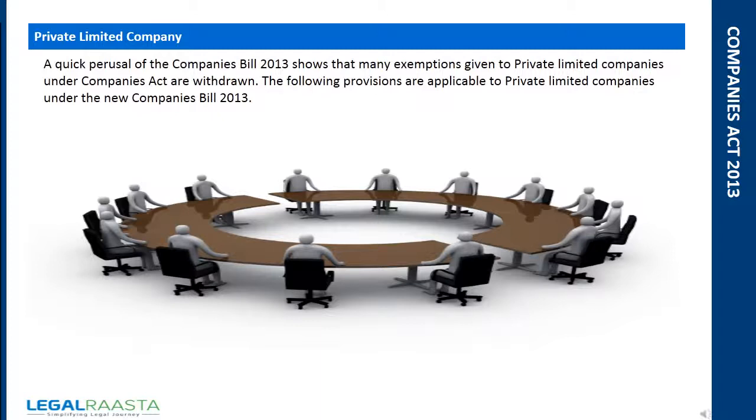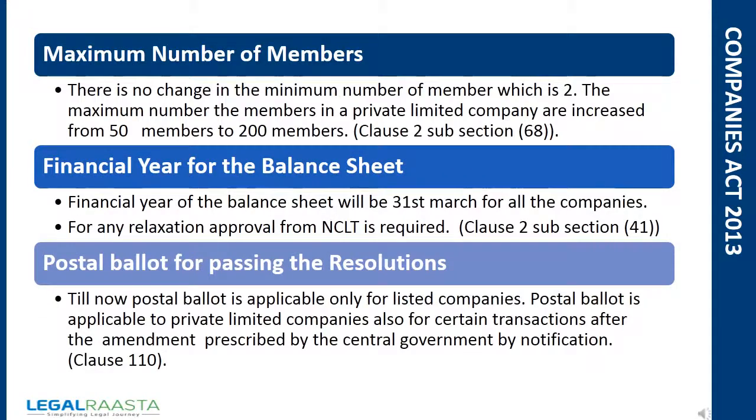A quick perusal of the Companies Bill 2013 shows that many exemptions given to private limited companies under the Companies Act are withdrawn. The following provisions are applicable to private limited companies under the new Companies Bill 2013. Maximum number of members. There is no change in the minimum number of members, which is 2. The maximum number of members in a private limited company is increased from 50 members to 200 members.